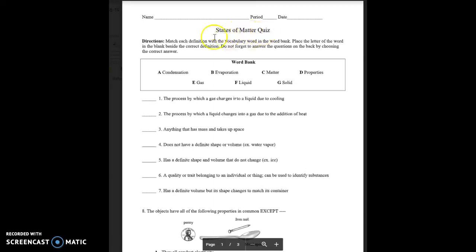States of matter quiz. Directions. Match each definition with the vocabulary word in the word bank. Place the letter of the word in the blank beside the correct definition. Do not forget to answer the questions on the back by choosing the correct answer.